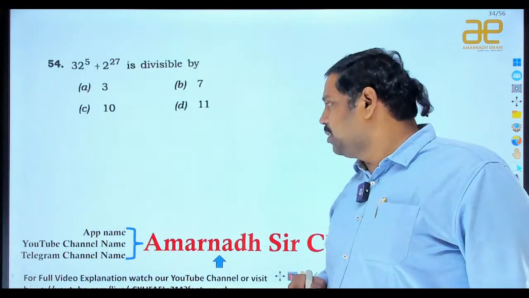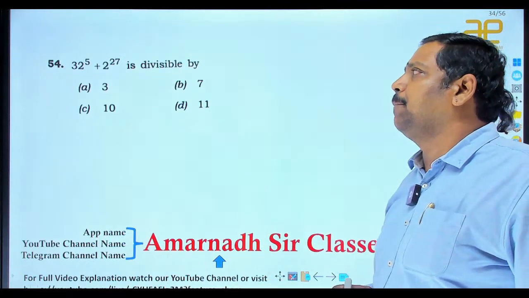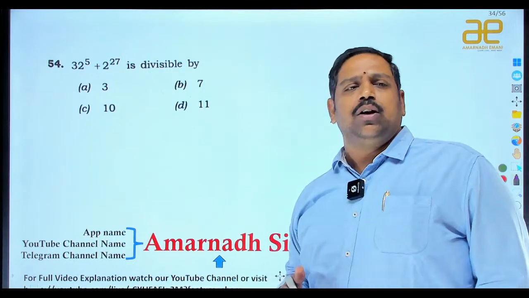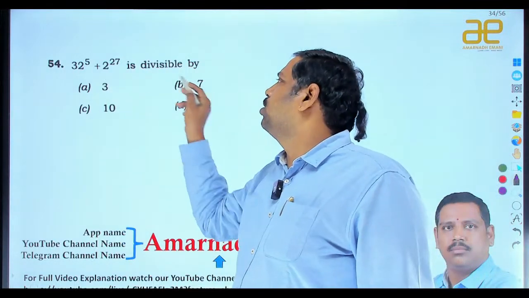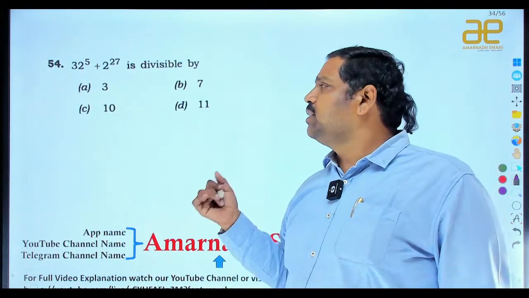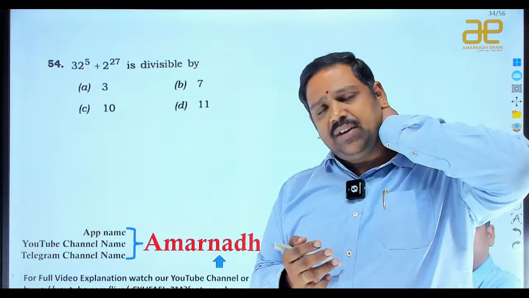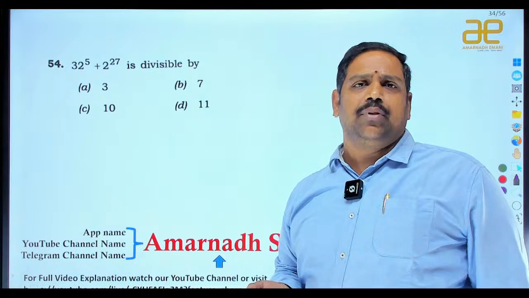So the next beautiful one. 32 power 5 plus 2 power 27 is divisible by? Students will think, oh my God, how will we solve it? You can go by the remainders. You can check whether it is divisible by 3 or not, divisible by 7 or not, like that. That is one way: if you take individual remainders and the total remainder is 0, it is divisible, else it is not.